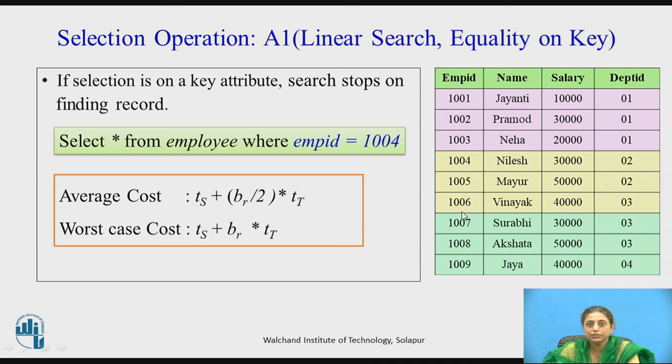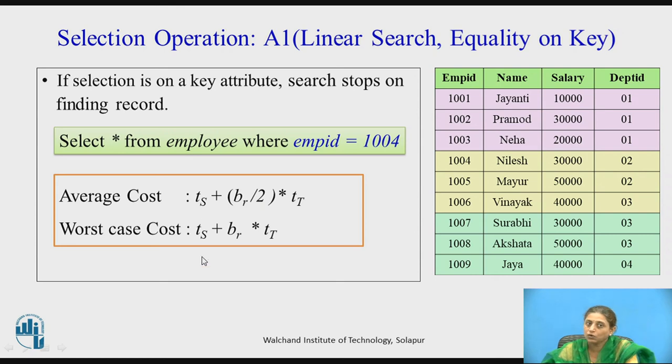So how will it be executed? The first block again will be brought to the main memory. Employee ID 1004 is not present in the first block, so it will go for the second block. In the second block, the first tuple itself has the employee ID of 1004. Then this will be retrieved, and this particular selection will stop. It will not go further to the next block, because there is only a unique record present in this relation. So the average time will be BR by 2. If there are 3 blocks, then 3 by 2, so 1.5, that is 2 blocks need to be transferred. We are going to use the seek operation, of course, and the time required for TT and TS.